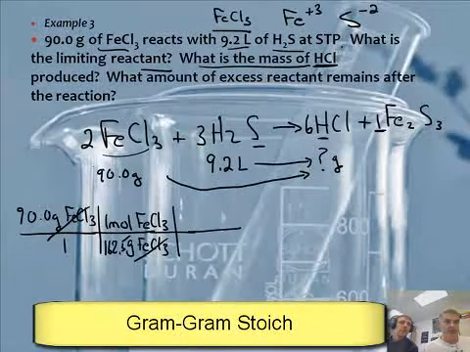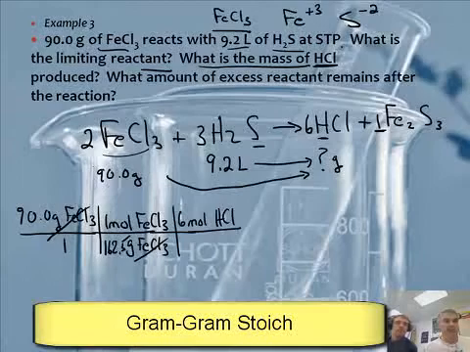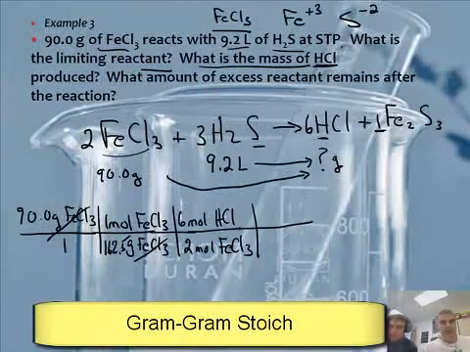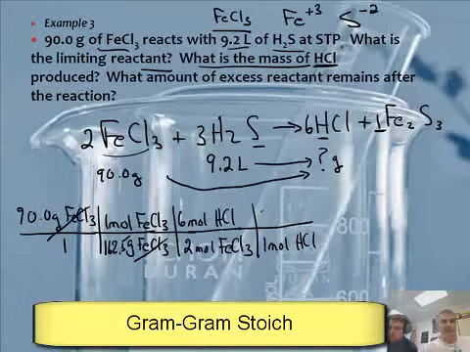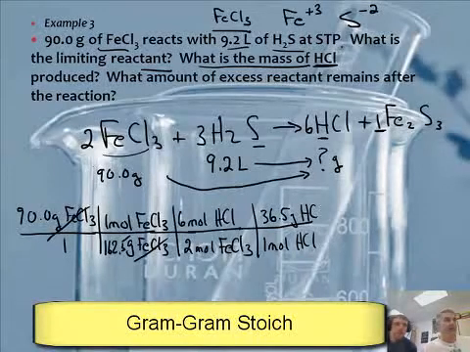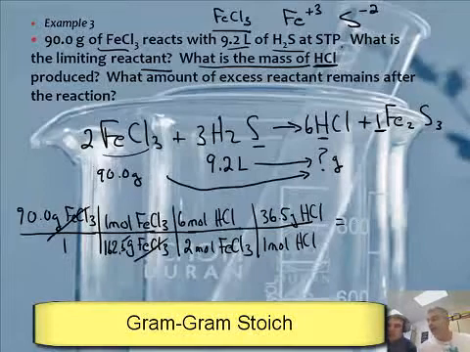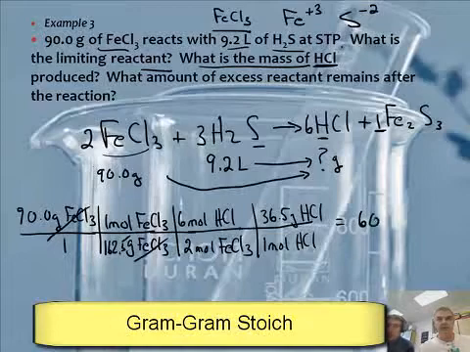Now we're going to do the mole-to-mole ratio, and there will be 6 moles of HCl to 2 moles of FeCl3. Then the grams of HCl would be 36.5 grams of HCl to 1 mole of HCl. So it's a gram-to-gram problem. We've done quite a few already today. And we get 60.6 grams of HCl.